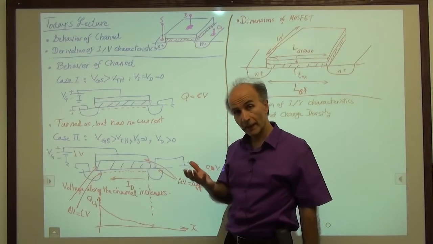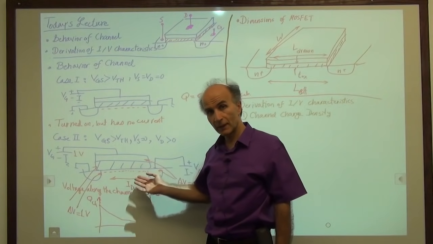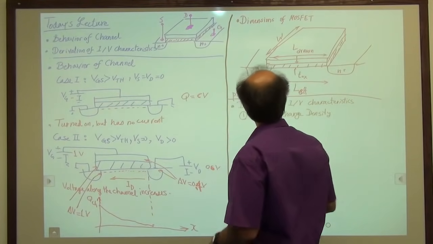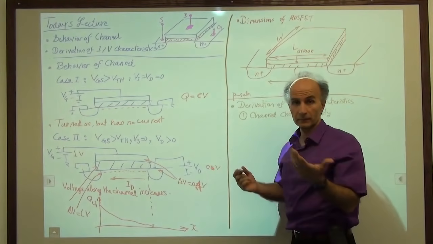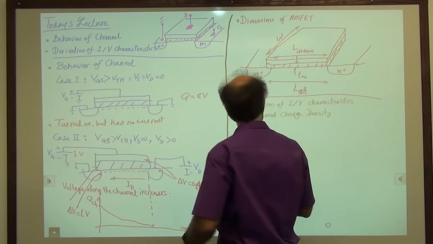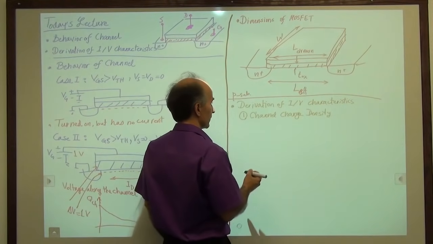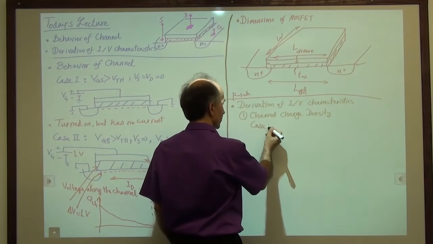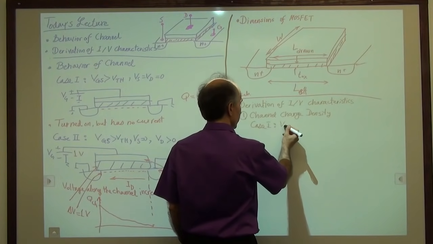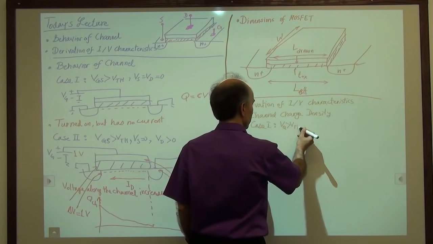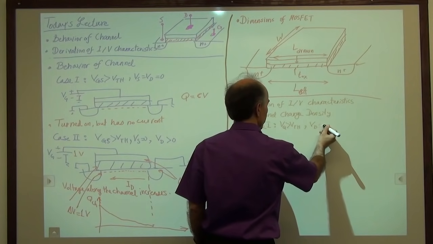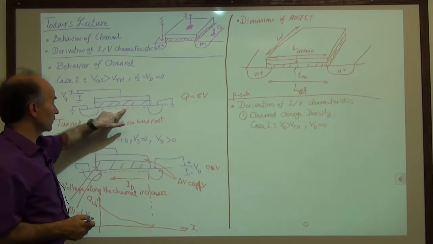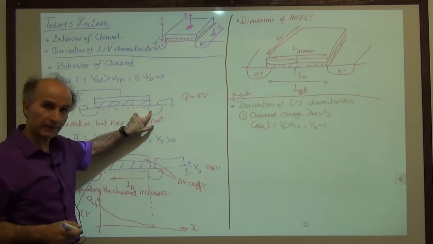Okay, can we write an equation for the charge density inside the device, for the charge inside the capacitor? Well, we start from here, Q equals CV. We know that's true. So what we will try to do is the following. First, case one: we say VG is greater than one threshold and VD equals zero. So remember this case here? Very simple. The charge density is uniform, same value all over the place.